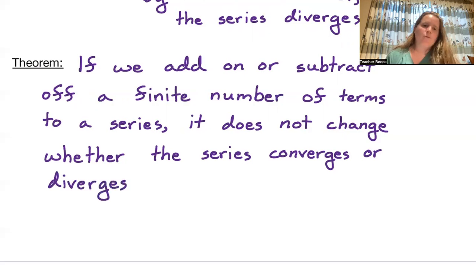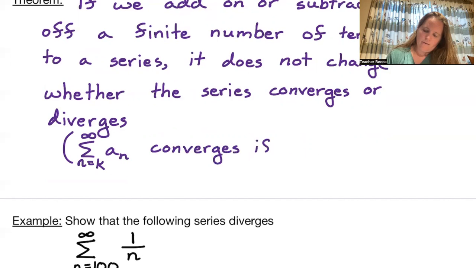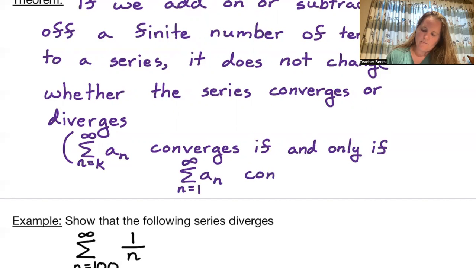So a very useful version of this is that the sum from n equals k to infinity of a sub n converges if and only if the sum from n equals 1 to infinity of a sub n converges.